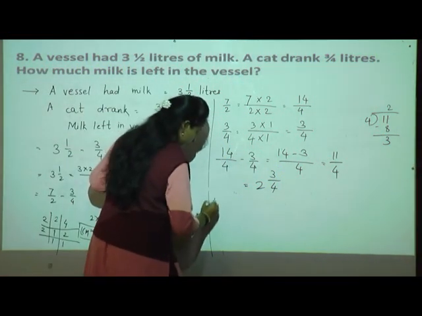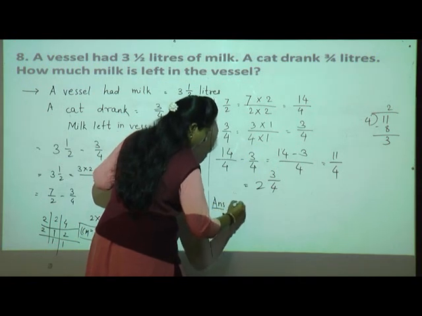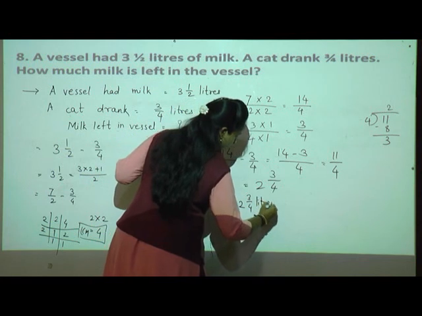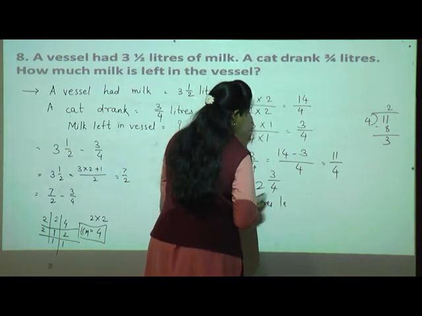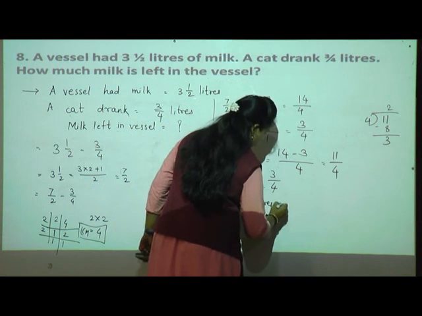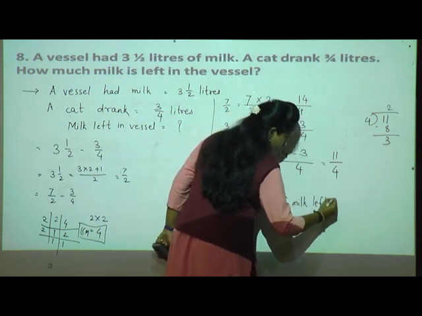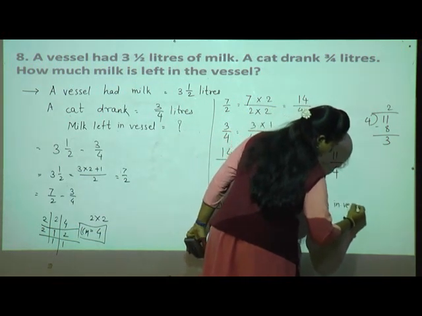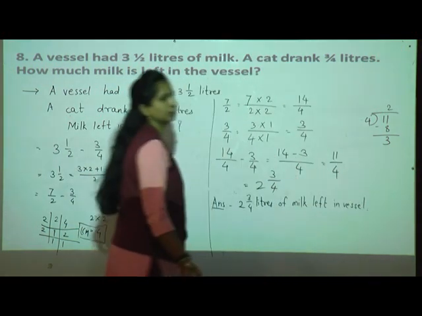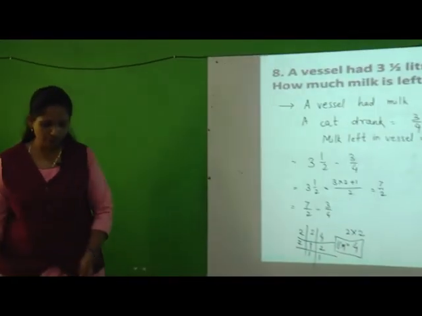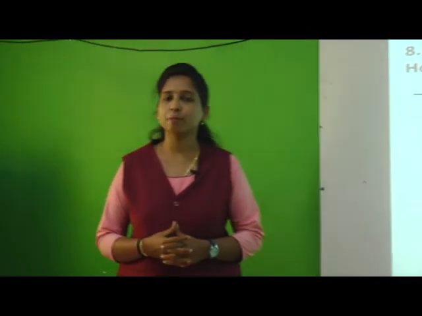Answer: 2 3 upon 4 liters of milk left in the vessel. Clear? Clear till here? Understood, students? Very good. Now see, I have solved 3 examples of exercise 1.13.